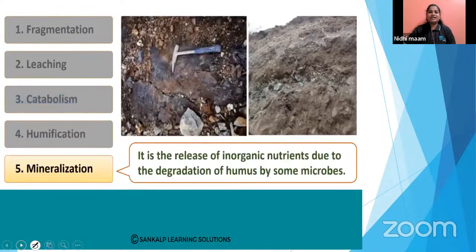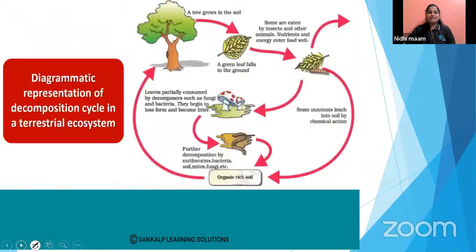Next one is mineralization. It is the release of inorganic nutrients. So whatever organic matter has been converted into inorganic substance, that inorganic substance or nutrient, due to the degradation of humus, that is due to the decomposition or the breaking down of the humus by some microbes, it will undergo mineralization. That inorganic nutrient will be converted into minerals. So this is how decomposition takes place.